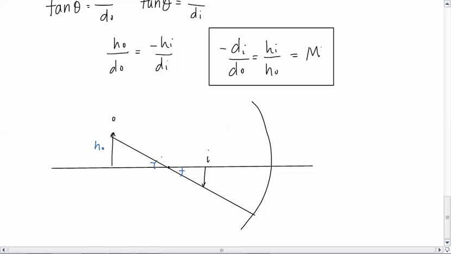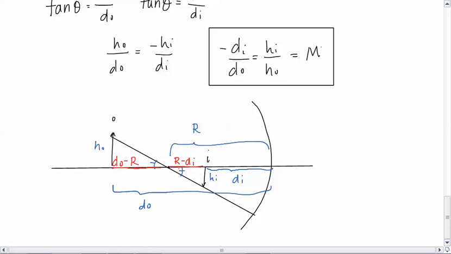This is still HO. This is HI. This distance right here is the radius, or center of curvature distance, and this distance right here is DI, and this distance here is DO, which makes this piece right here DO minus R for the base of this triangle, and this right here is R minus DI for the base of that triangle.